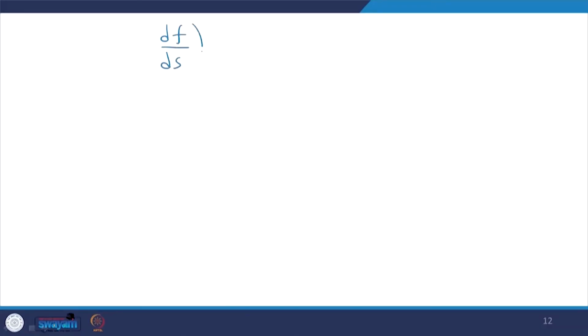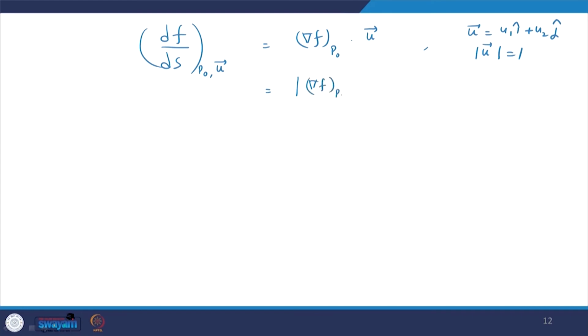Okay. Now, let us try to understand the geometrical interpretation of this. We have seen that the directional derivative of f at p naught in the direction u is nothing but the dot product of gradient of f at p naught with u vector, where u is again u 1 i cap plus u 2 j cap, which is a unit vector, mod of u is 1. Now, a dot b is what? A dot b is mod of a, mod of b into cosine of angle between them. So, this is nothing but mod of the gradient, mod of u and cosine of angle between them. This theta is the angle between gradient of f at p naught and vector u. Now, mod of u is 1, so this is nothing but mod of gradient of f at p naught into cosine of angle between them.